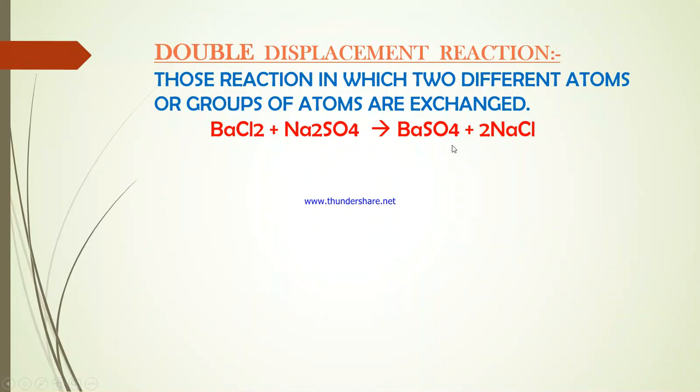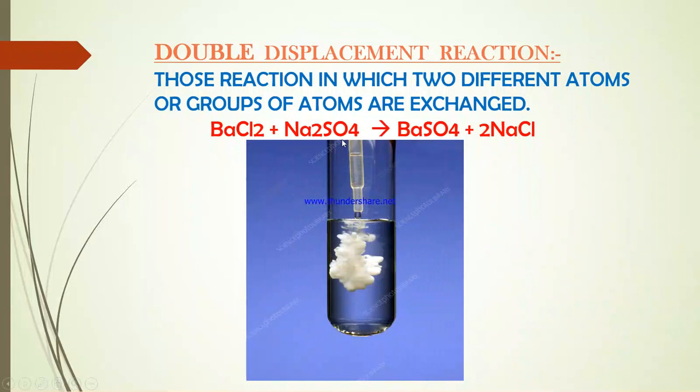That is important to remember. And it also forms a clear liquid, which is NaCl. This is how the reaction takes place. Two clear liquids, BaCl2 and Na2SO4, combine and form a white solid precipitate which settles at the bottom, and the clear liquid NaCl comes on the top.